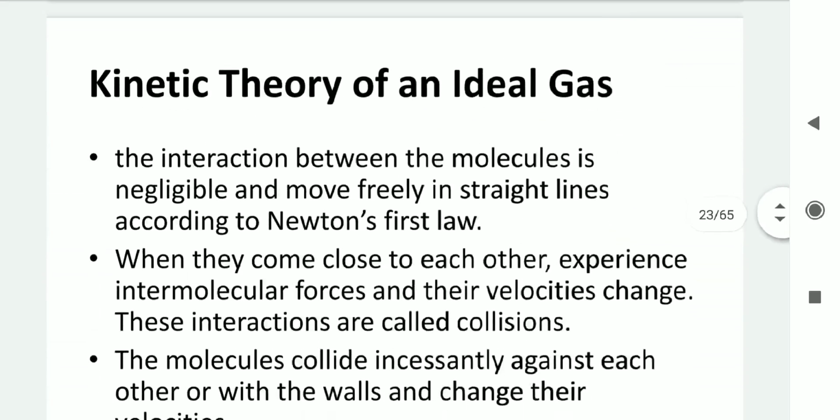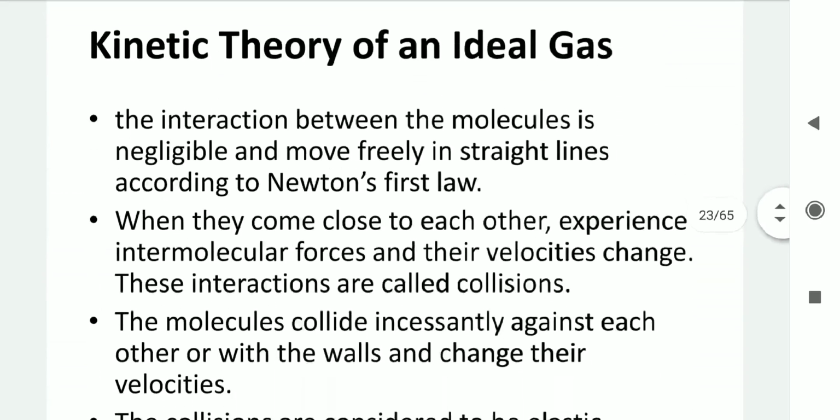Now let us understand the kinetic theory of an ideal gas. As we know, the interaction of molecules in a gas is negligible. So, based on Newton's first law, molecules move freely with constant velocity in a straight direction. Now, as we have defined in the atomic hypothesis, when molecules are far apart at some distance, they have an attraction force.